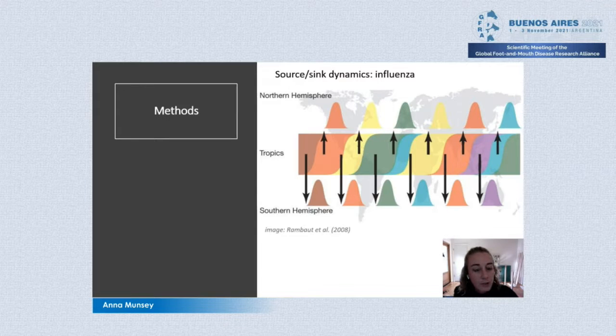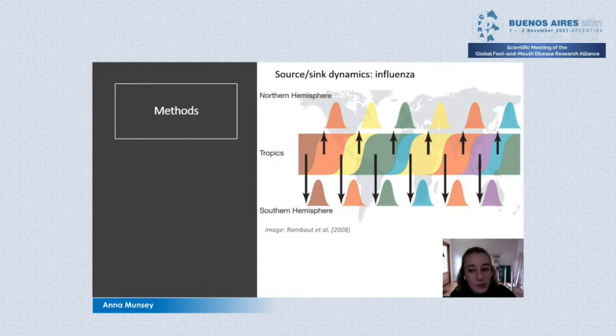This is a diagram depicting viral source and sink locations as applied to influenza. A viral source can be thought of as a sort of reservoir population. It's areas in which continual viral transmission results in greater genetic and antigenic diversity.